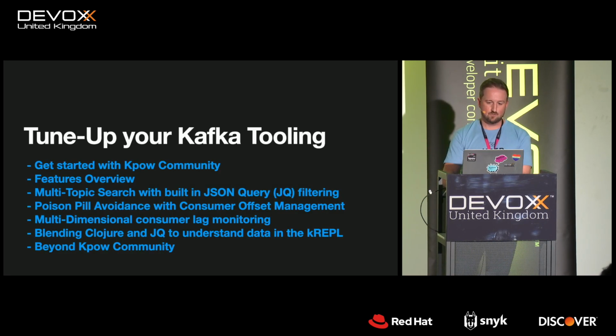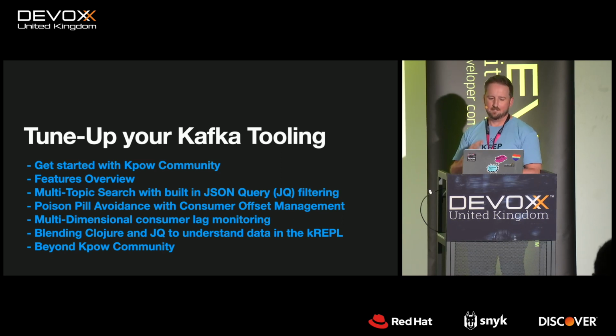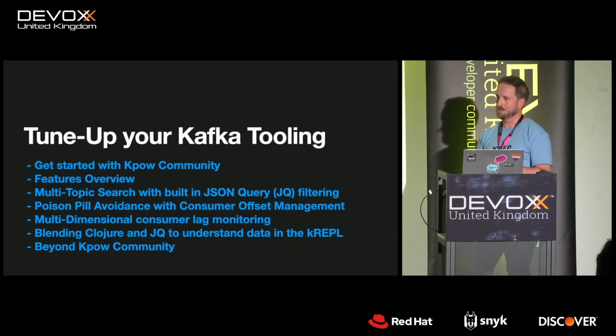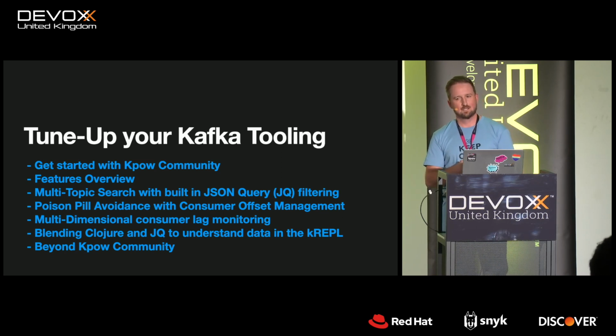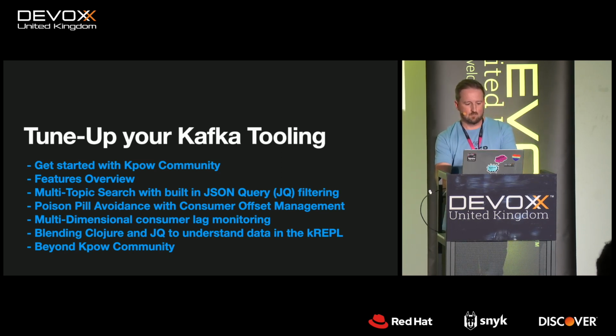So what we're going to step through today, we're going to have a quick look at the features overview of Kpow, and I'll tell you a little bit about how it's built because it's quite unusual. And then I've got 4 things that you can do with the Kpow Community Edition that really help accelerate development, but also help reduce that time to resolution of production issues when you're looking for things that are going wrong with Kafka, of which there are many things.